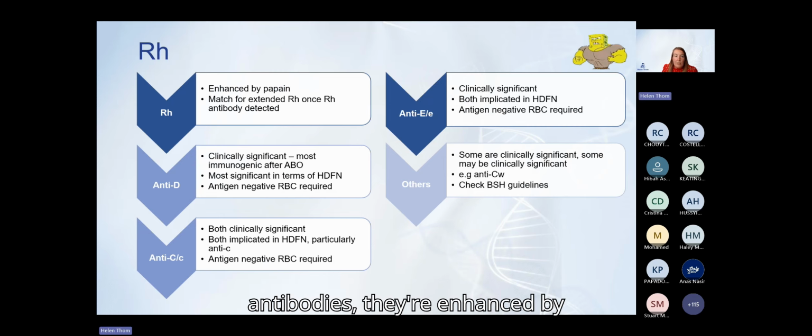So your RH antibodies, they're enhanced by papain. You would match for extended RH once you've detected those antibodies. Anti-D is the most clinically significant antibody after ABO. It's the most immunogenic after ABO. A lot of them are implicated in HDFN. So, you know, your Ds, your big C, little c, big E, little e, these are all clinically significant antibodies. You would need antigen negative for all of these.